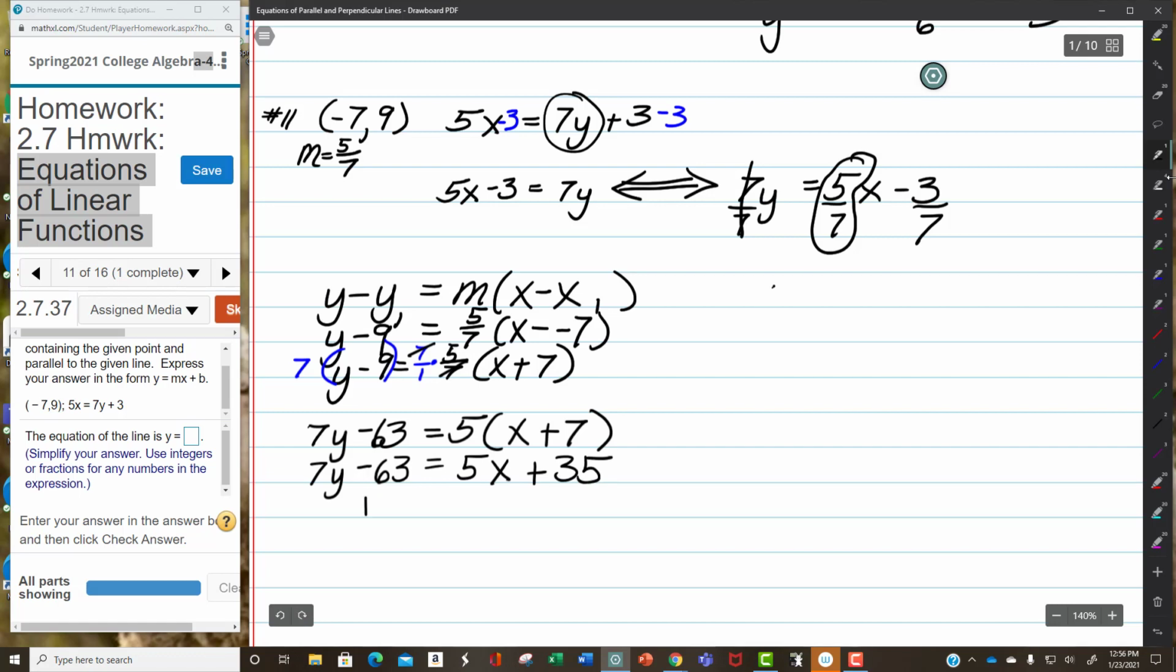Now I add 63 to both sides of this equation. So I'll have 7y equals 5x plus 98.